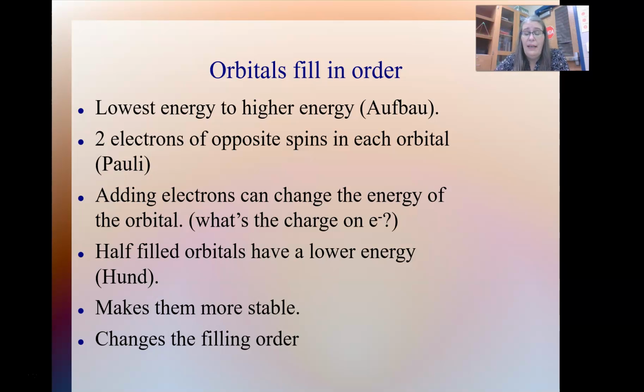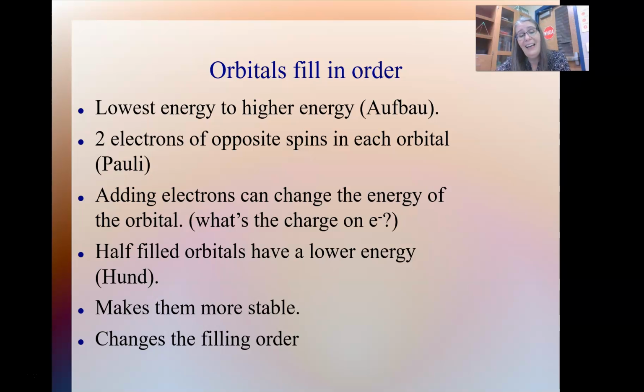Now, one thing we know is that every electron orbital can have 2 electrons with opposite spin. One is considered spin up, one is considered spin down. That is the Pauli exclusion principle. That's the principle that tells us only 2 electrons in each orbital. So 1s2, not 3 or 4.